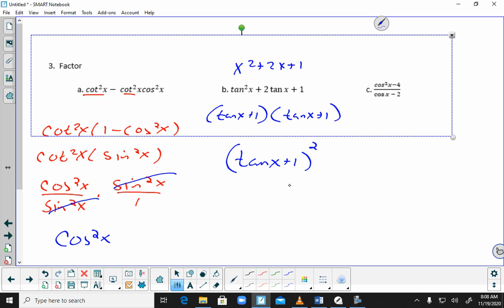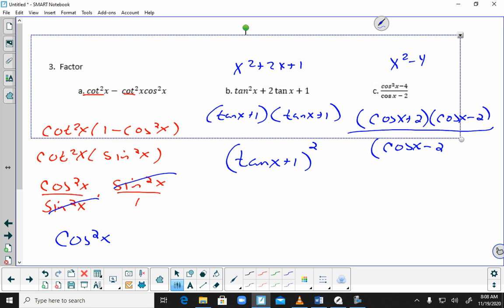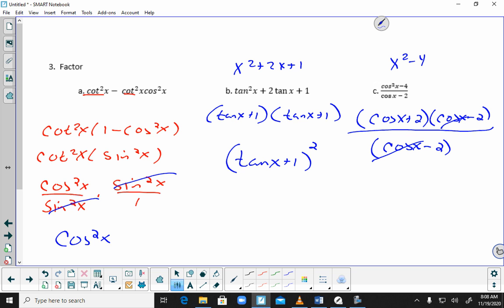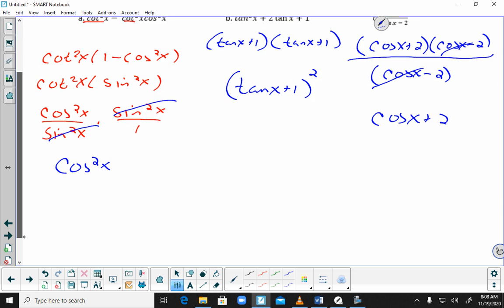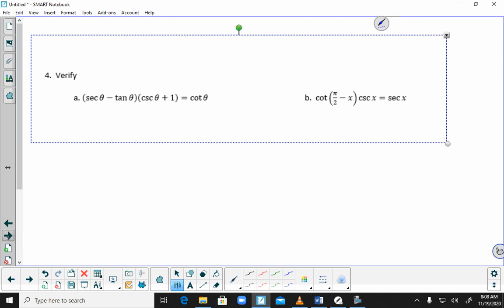For C, cosine squared x minus 4, that's like x squared minus 4. That's the difference of two perfect squares. So I'm going to factor that as cosine x plus 2, cosine x minus 2, and that's all over cosine x minus 2. And I'm going to put that in parentheses so I can see that that's going to simplify. And I'm going to be left with cosine x plus 2. Again, you're not trying to verify, you're just trying to factor and then simplify.